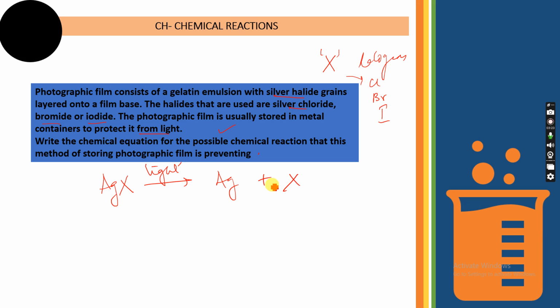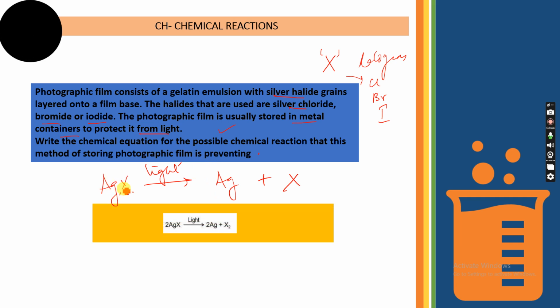That's why we store photographic film away from the light, in order to prevent photolytic or photochemical decomposition. We should store it somewhere where no light can enter, so we store it in a metal container. So that's the answer. If you balance it, 2 AgX gives 2 moles of silver, and the halogen will always be written with a subscript 2, because chlorine, bromine and iodine are all written like this, as molecules. So that's the general chemical equation for this question.